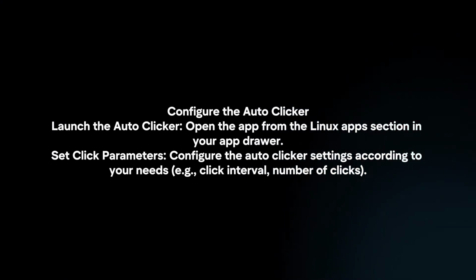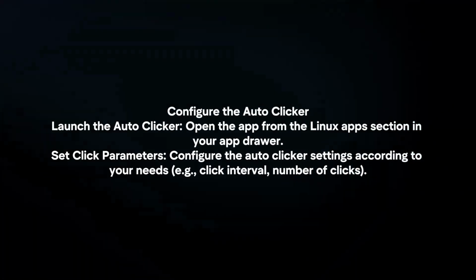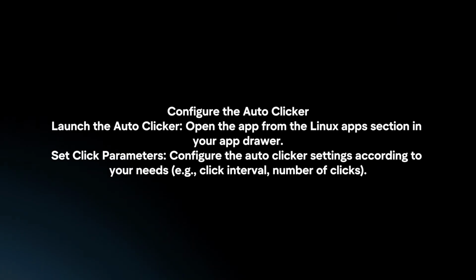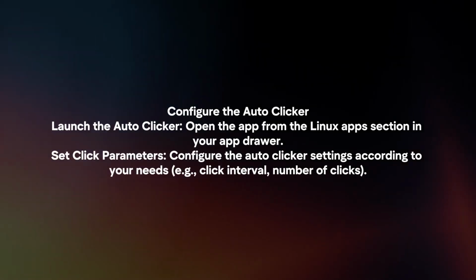Launch the auto-clicker. Open the app from the Linux app section in your app drawer. Set click parameters. Configure the auto-clicker settings according to your needs.